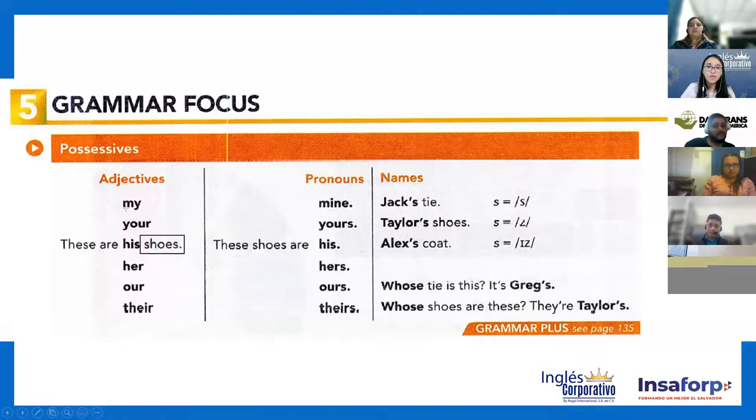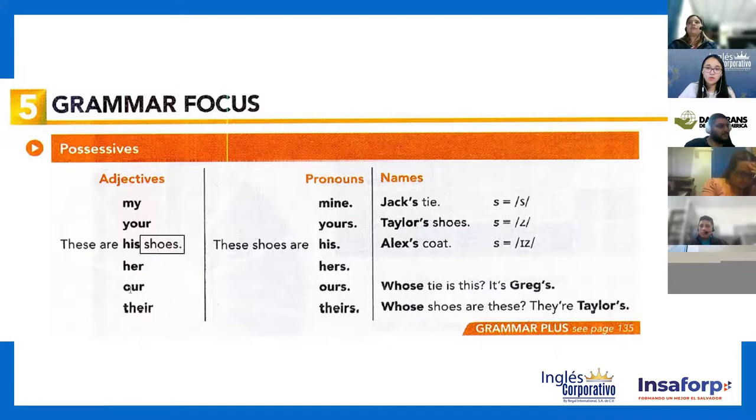For example, my shoes, mis zapatos. En el caso de your shoes, tus zapatos, tu teléfono, tu casa. En el caso de his, ¿cuándo utilizamos his? ¿O con qué sujeto utilizamos his? ¿O de quién es? Exactly. Estamos hablando de él, right? Thank you. What about her? ¿Cuándo utilizamos her? ¿Con qué sujeto? Exactly. With she. Her shoes, her cell phone, her phone.